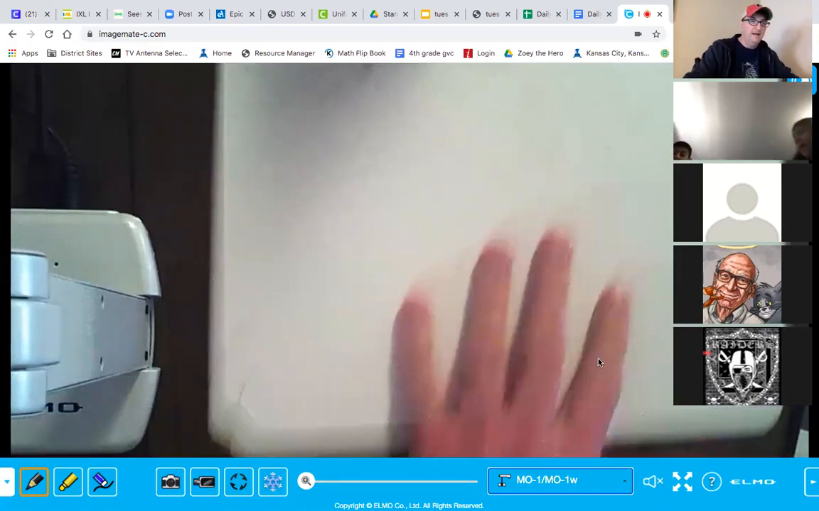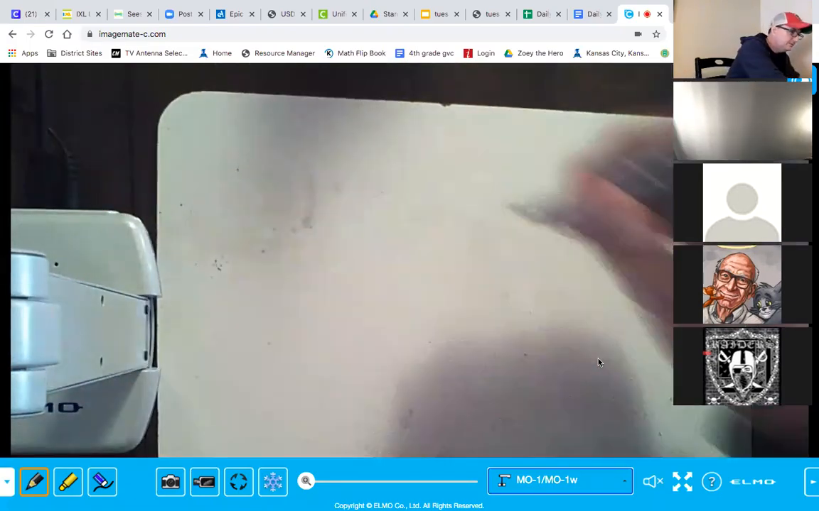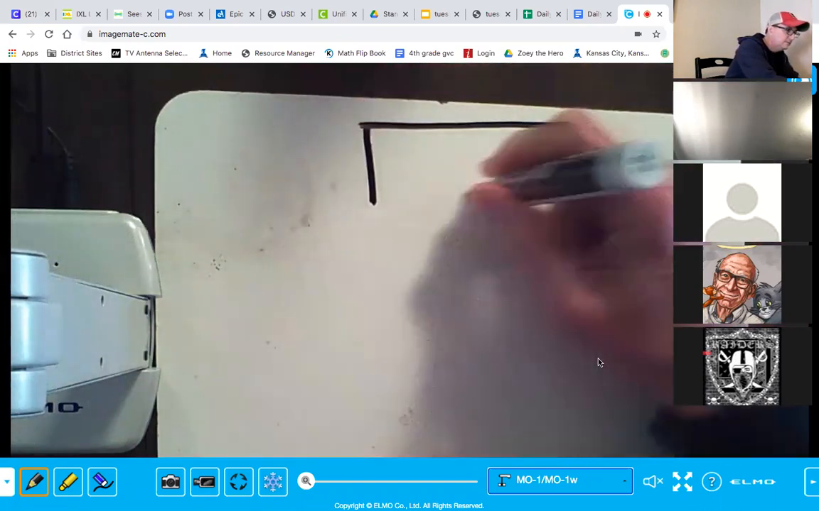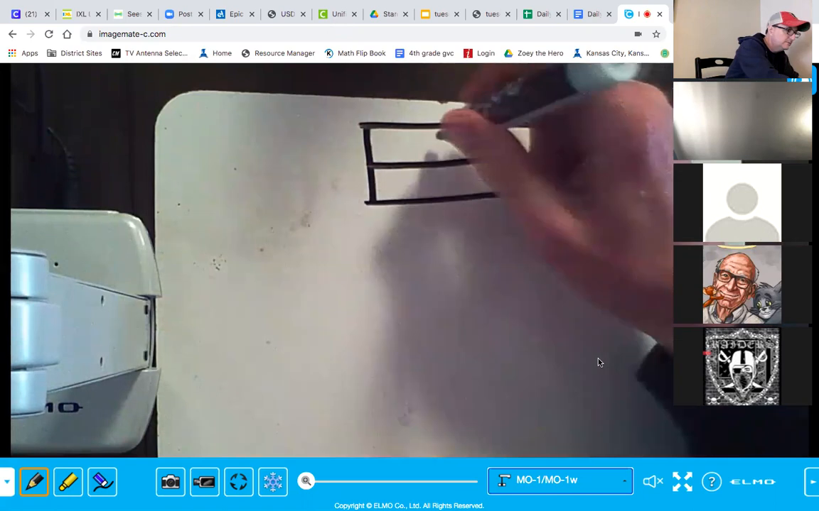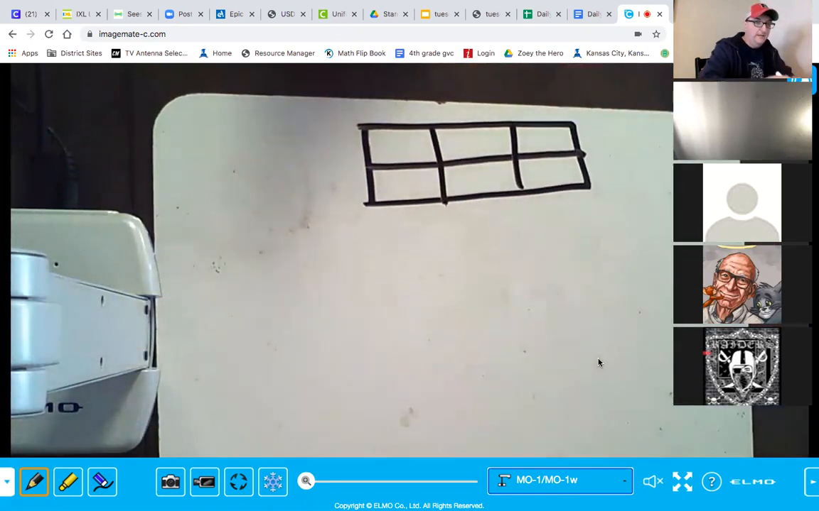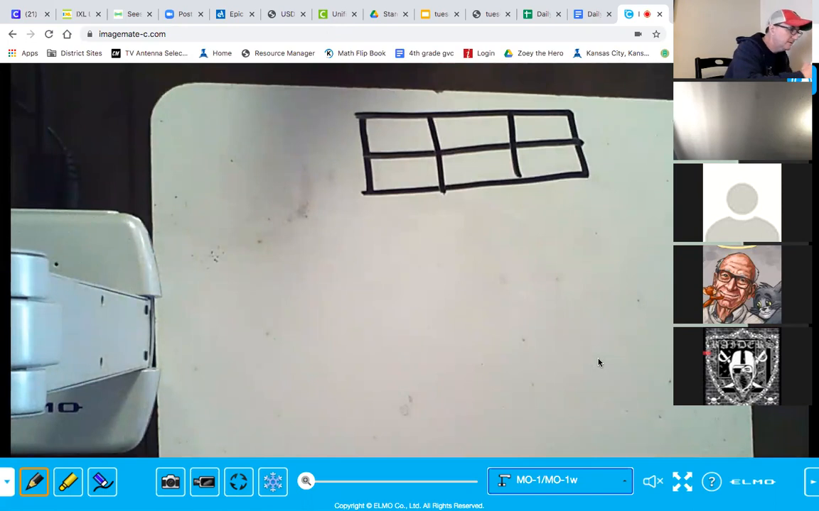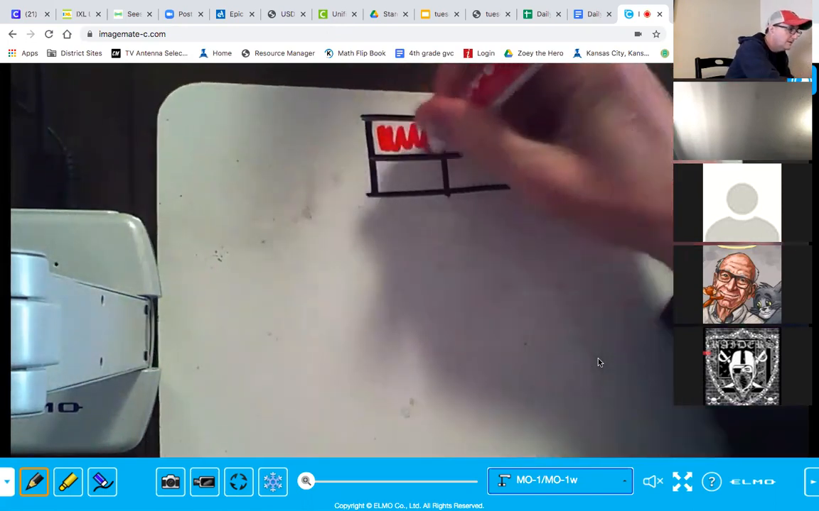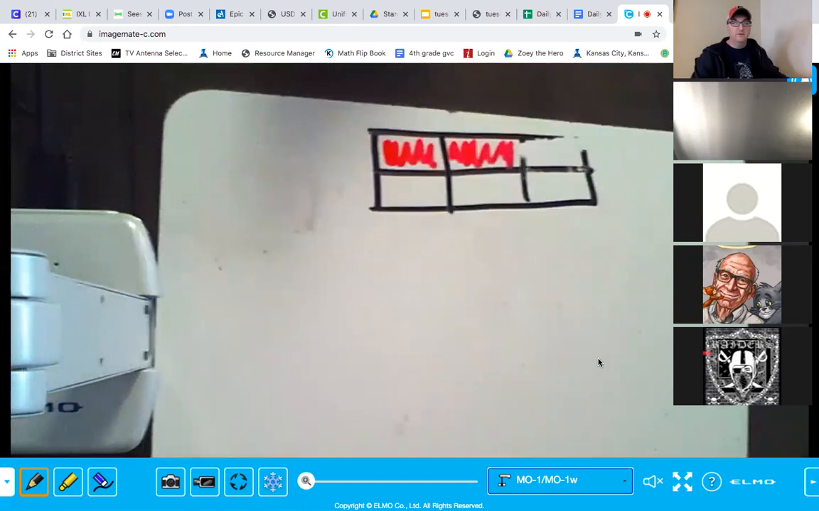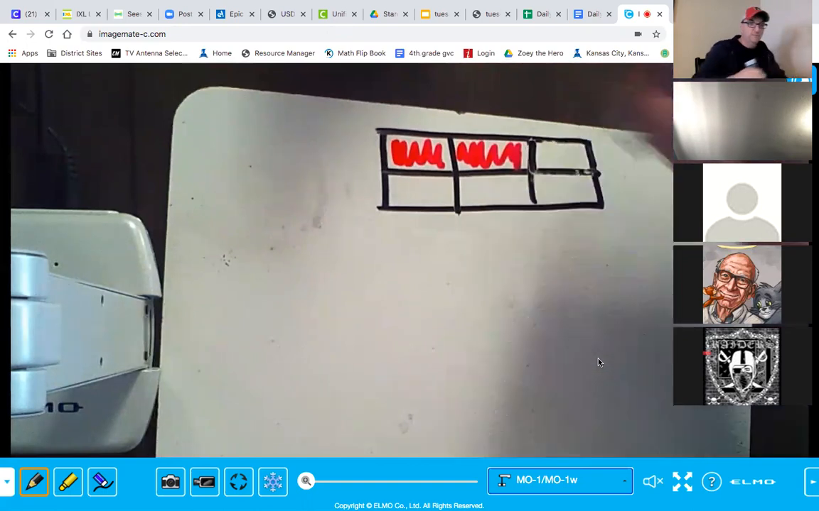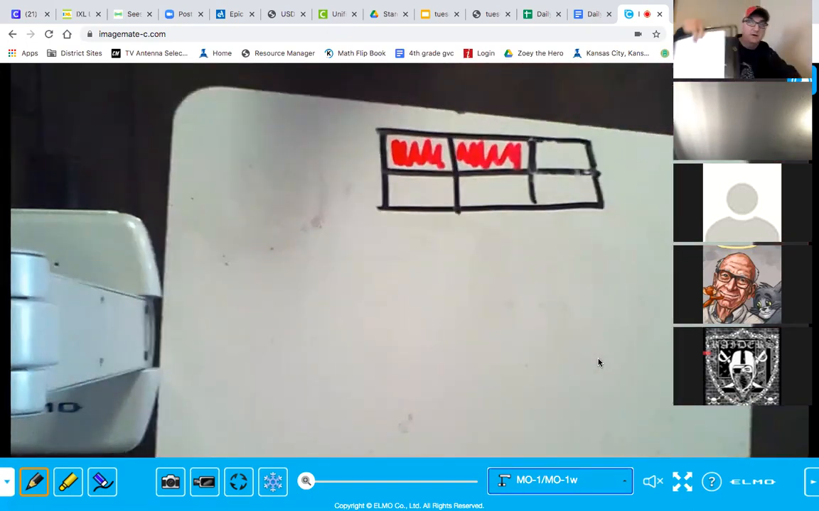Let's start by looking at this fraction. With this fraction that I just showed you, I want you to write what the fraction is on the back here. Write the fraction, tell me what the unit fraction is that goes with it, and decompose it in one way.